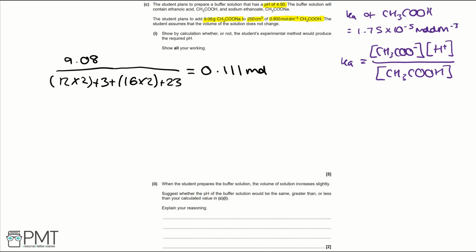Then we can work out the concentration which we need in our equation, because it's square brackets in our equation, which means concentration. If we take 0.111 moles and divide this by the volume, so 250 times 10 to the negative 3, because we want decimeters cubed, that gives us 0.443 moles per decimeter cubed.